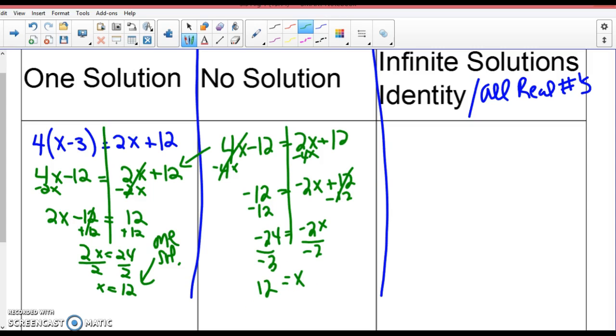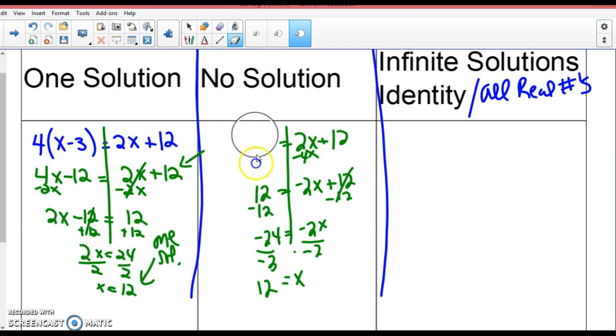The work looks a little bit different. So it does not matter if you move your variable from the right over to the left or from the left over to the right, as long as you don't make a mistake with signs. Okay, so ours is still one solution, and the answer is 12. That's the only number in the world that will make that equation true. And that's what a solution is.